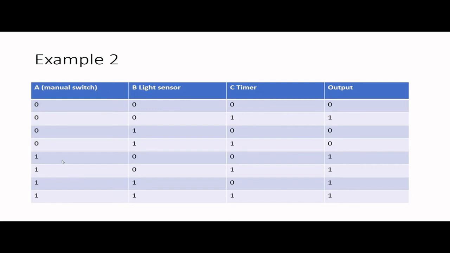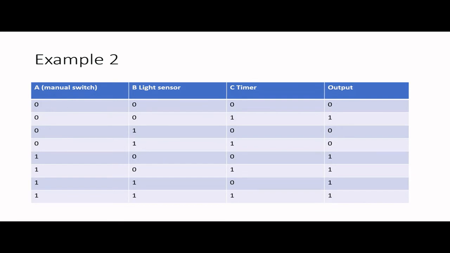Now we know if the manual switch is closed, you don't care about anything else. You have to have the output as 1. Your street light should be on. So if the manual switch is closed, that means it's switched on, and the output will become 1. So it's very straightforward. If the manual switch is open, that means the switch is off, then you have to think about 2 conditions at once.